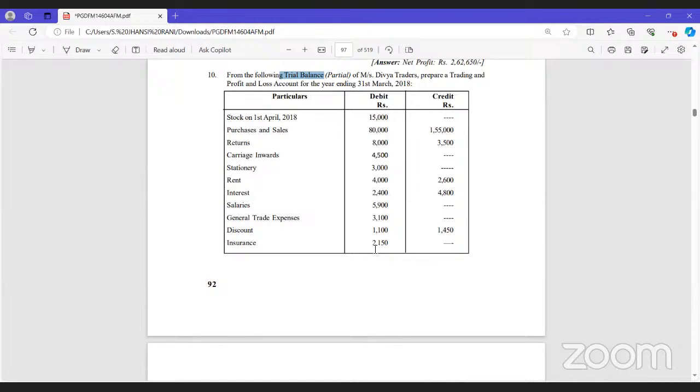But when you are totaling this trial balance, if it is not tallied, the difference you write, create a suspense account, then you prepare trading and profit and loss account. And in that case, you will show the suspense account balance in the balance sheet.